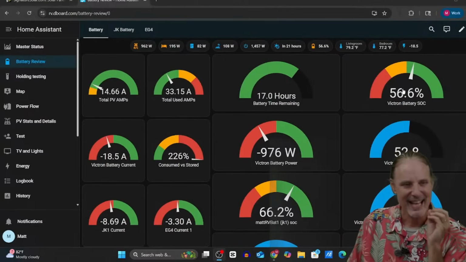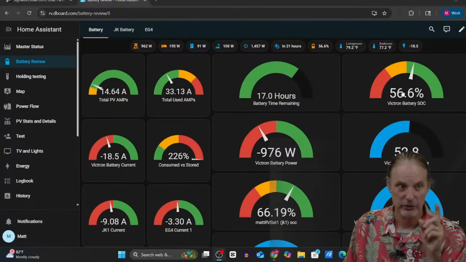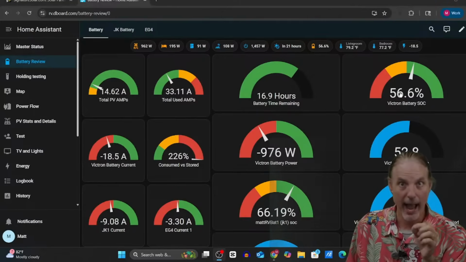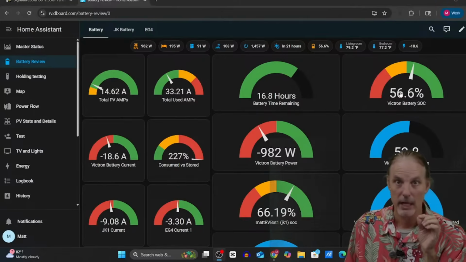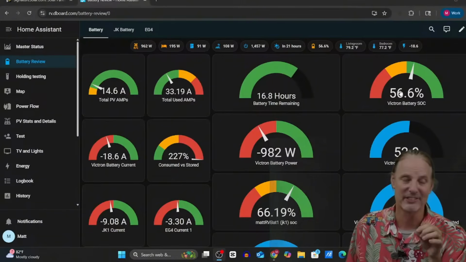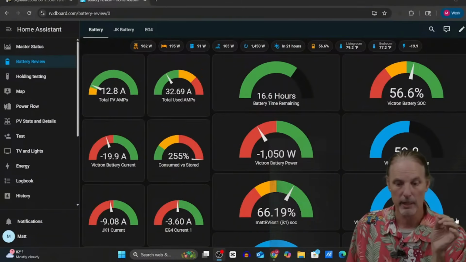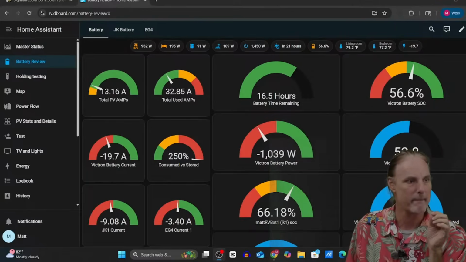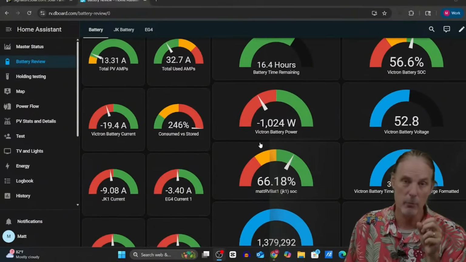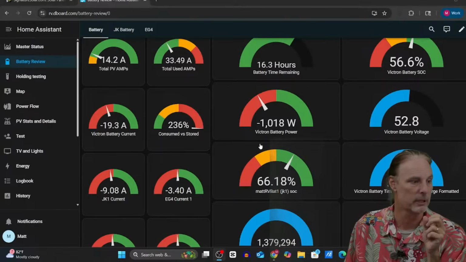So as you can see, the Victron's state of charge is pretty darn accurate. It does have a calibration if you need to set it. Most of the time when you get a Victron, it does come fairly well calibrated. So it's not that much of an issue where you have to worry about calibrating it. But it does come with calibration if you need it.